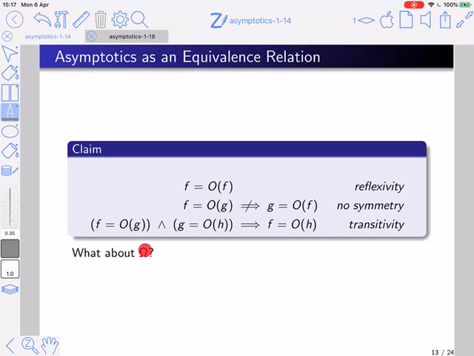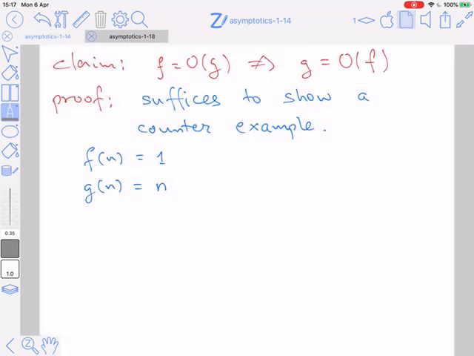What about big omega? The same properties hold with respect to big omega. Reflexivity and transitivity hold, and symmetry does not hold. I'll leave that as an exercise. So now let's prove the claim. We want to prove that even if f is big O of g, it does not imply that g is big O of f. And to prove this claim, it suffices to show a counterexample. Indeed, think of f of n, which is the constant function 1, and g of n as the identity function n. So 1 is big O of n, but n is not big O of 1.